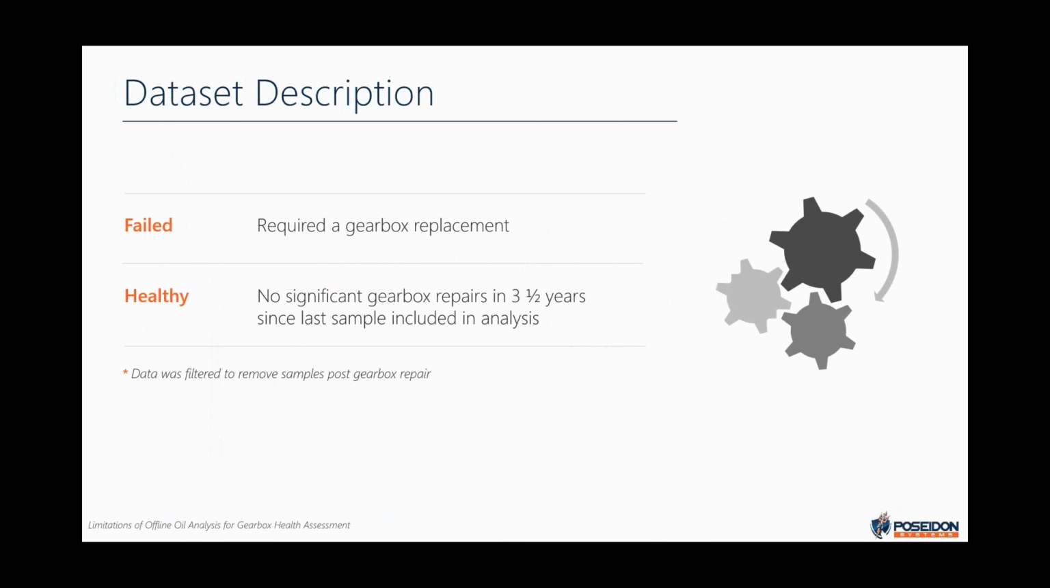For this data set, we decided to define a failed turbine as one that required a gearbox replacement, and a healthy turbine as one that required no significant gearbox repairs whatsoever. Oil sample reports from failed turbines after their gearboxes were repaired were removed from the data set so as to not skew the faulty gearbox data.